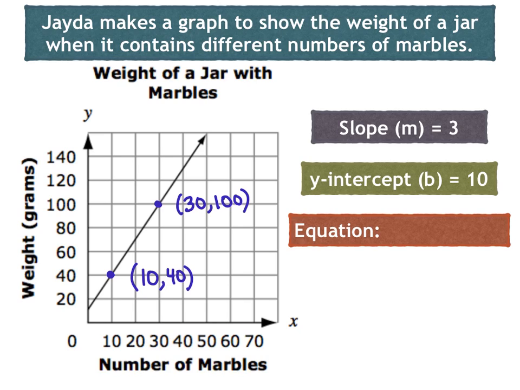Once you have the slope and the y-intercept, it's super easy to write the equation. Remember, when we write linear equations, we write them typically in the form y equals mx plus b, where m is the slope and b is the y-intercept. So we'll write our equation, y equals 3x plus 10.